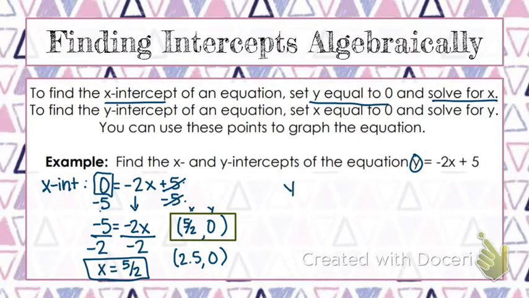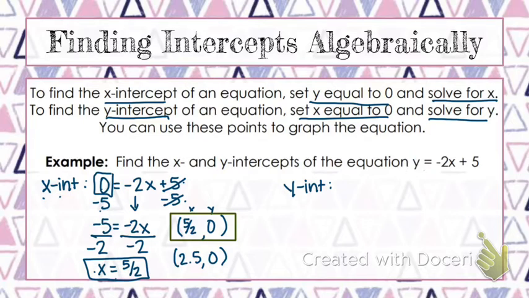Okay, then we have the Y-intercept. So in order to find the Y-intercept, we set X equal to 0 and solve for Y. So remember, whenever you solve for the X-intercept, you want to end up with X equals something. So you have to leave the X in the equation. When you solve for the Y-intercept, you want to have Y equals something in the end. That means we have to leave the Y in the equation.